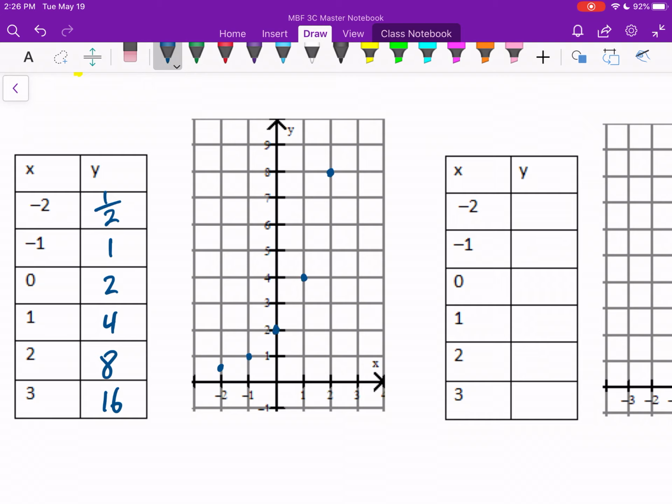And then 316 does not fit on the graph, so I won't worry about that one. I'll just know that it's going to shoot up quite far and look like that.